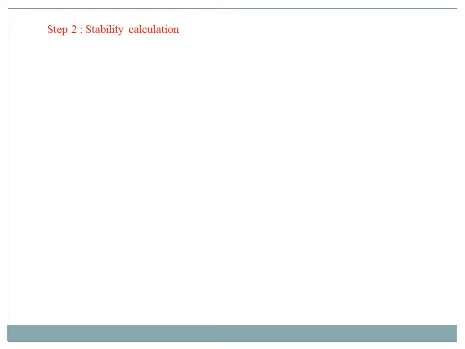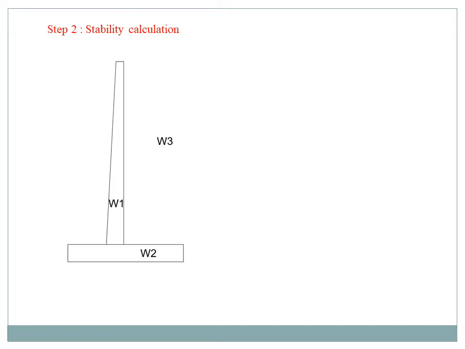So step number 3, stability calculations. See that retaining wall. The vertical portion we can name as W1, the horizontal portion, the slab portion, we call W2, and our soil portion we call W3.